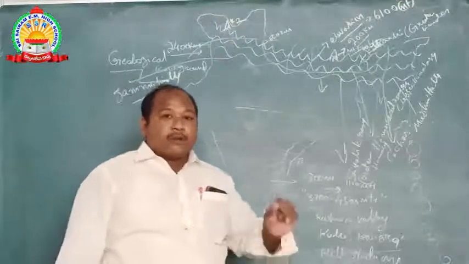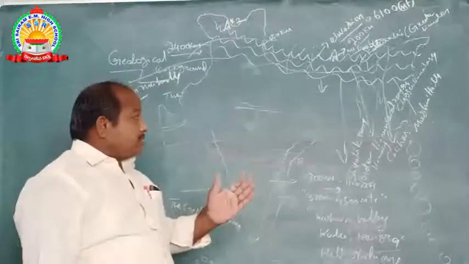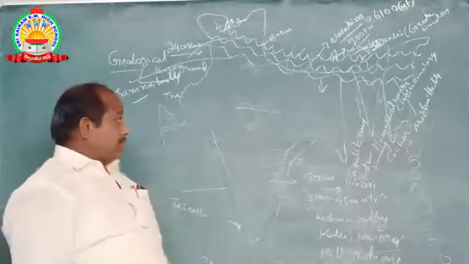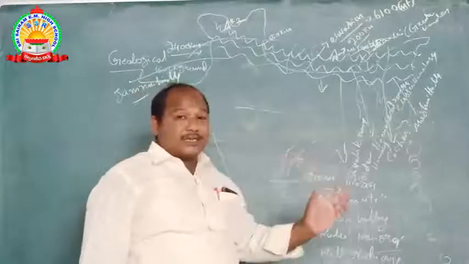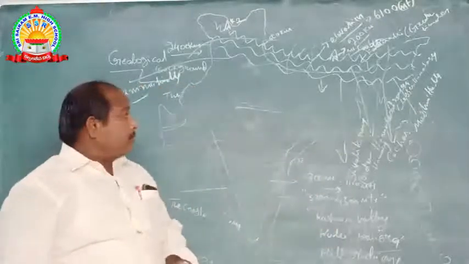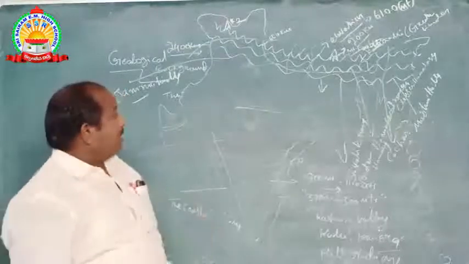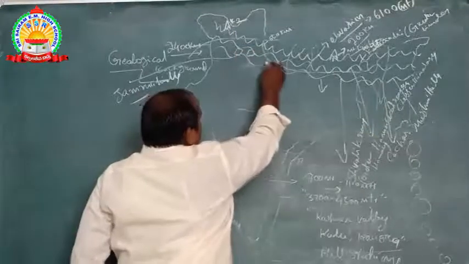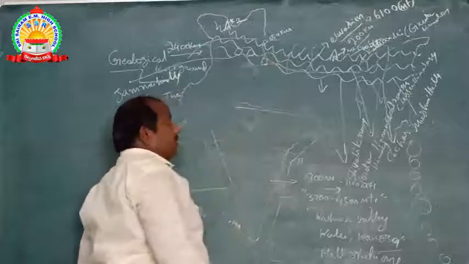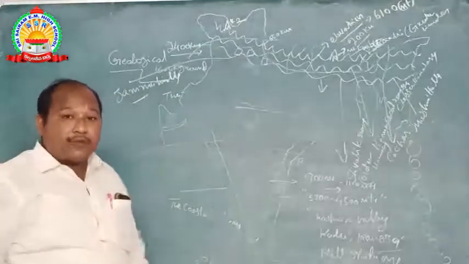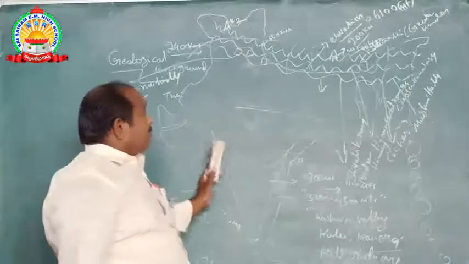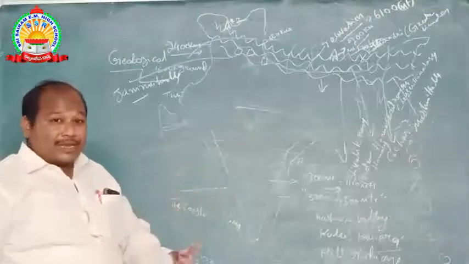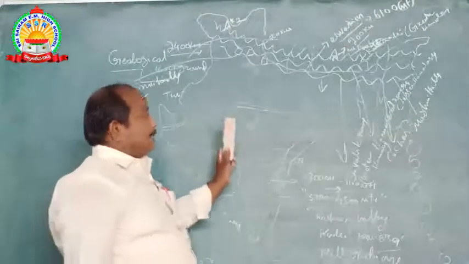Valley or dun. Dun is the valley between Shivaliks and Himalayas. The valley between Shivaliks and Himachal ranges is known as the dun. Partly dun in Jammu Kashmir, and Dehradun in Uttarakhand. Dehradun is the capital of Uttarakhand. The valley lying between Lesser Himalayas and Shivalik ranges is known as dun.